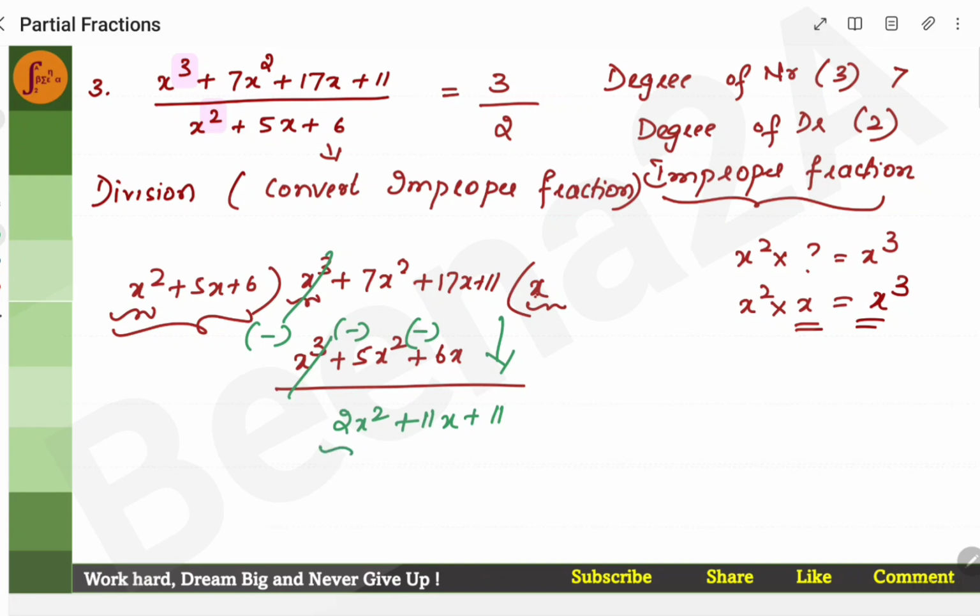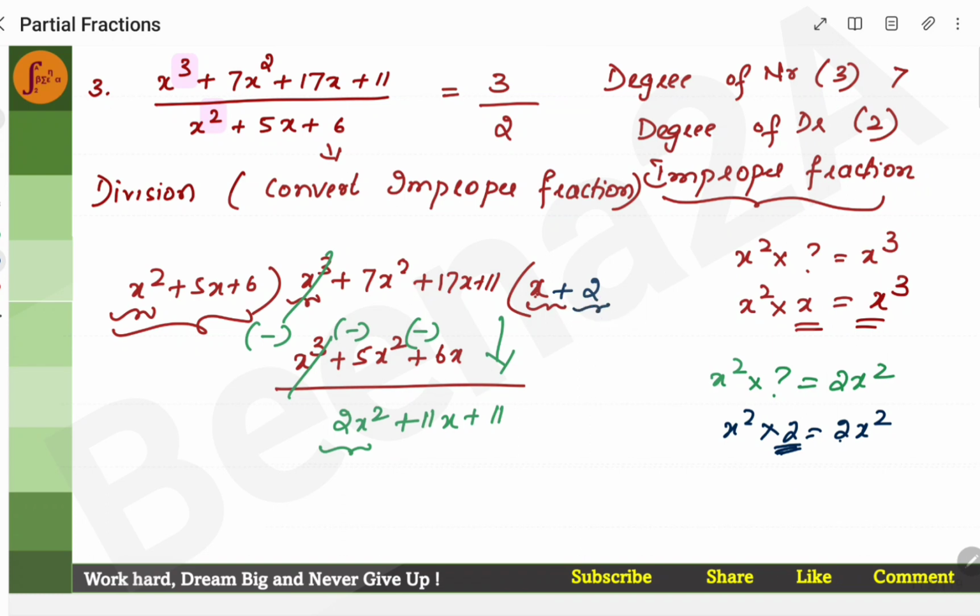Again I have to look at the first term. The first term is 2x square. Here the first term is x square. I should multiply x square with something so that I get this 2x square. So x square with 2 is 2x square, right? So I have to multiply with 2. So I have to add 2 here.